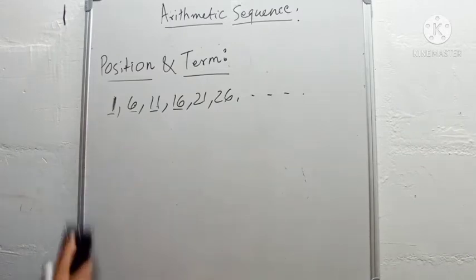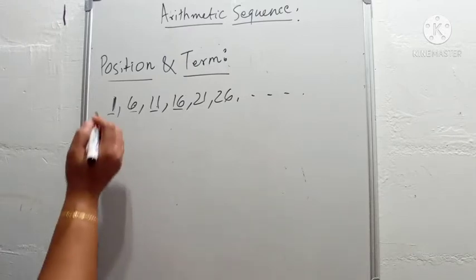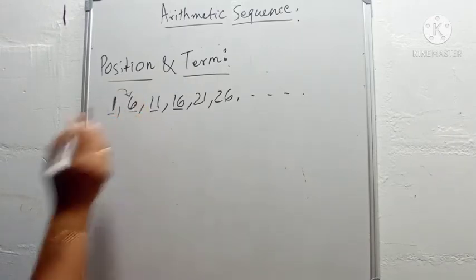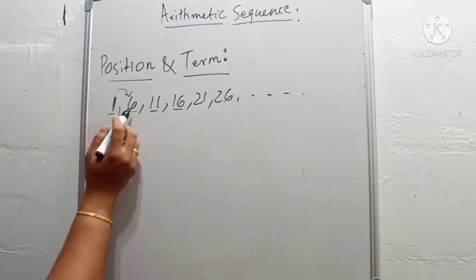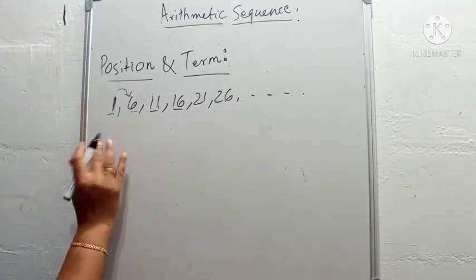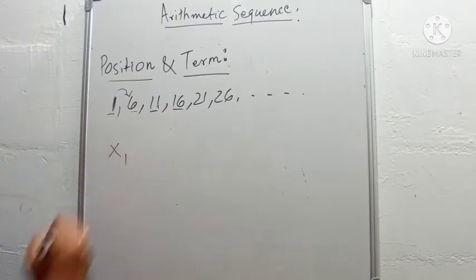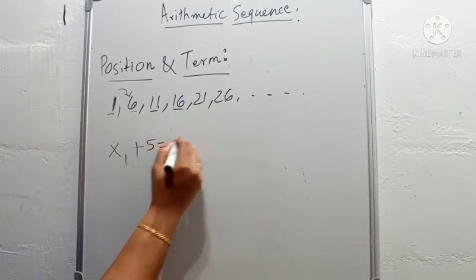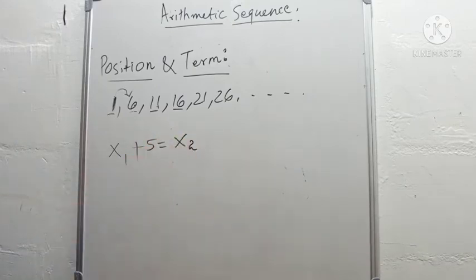Okay, now we are going to find out the relation between the position and the term of an arithmetic sequence. See, first term plus 5 gives the second term, right? First term, that is x1, is our first term. That is x1 plus 5 gives x2, right?